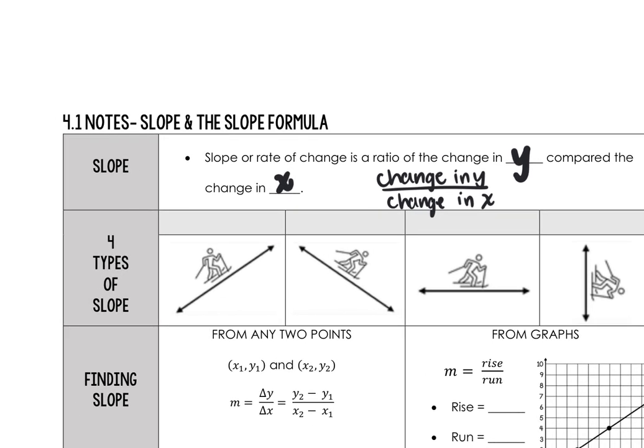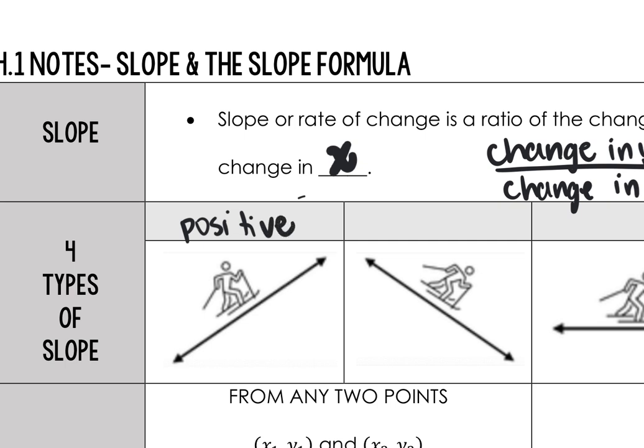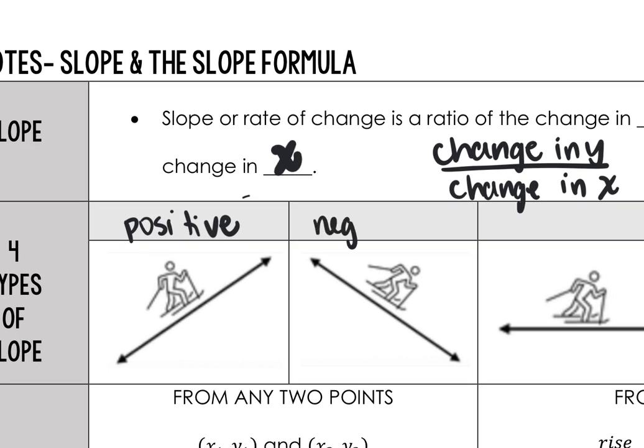There are 4 types of slope. So our first one, as we look at this line, is increasing as we look at it from left to right. So when we have an increasing function, the slope is going to be positive. Then this next line that we look at is decreasing as we look at it from left to right. So if it's a decreasing line, then its slope is going to be negative.